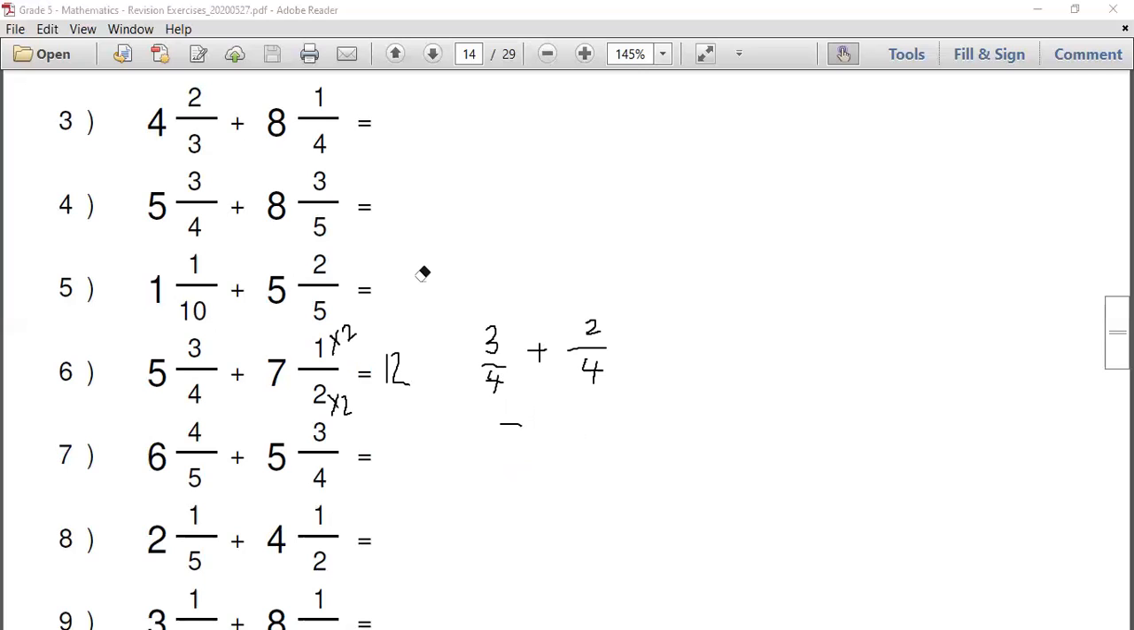And what will my answer be? The numerator is going to be 5, and the denominator is going to be 4. And this fraction is what type of fraction? An improper fraction. And we don't like improper fractions, so what are we going to convert it to?